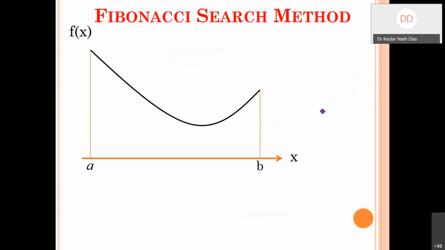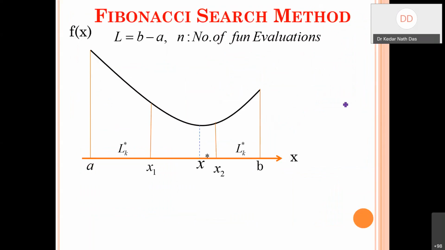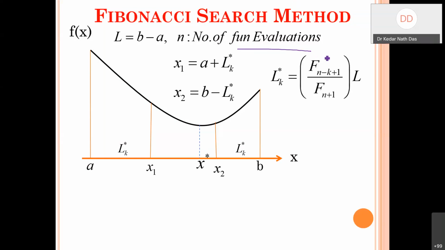Now this Fibonacci search has been implemented in optimization. It is named the Fibonacci search method. Let us see that if X star is the optimum solution inside this search space, we have to make the target to get X star. L is B minus A, N is the number of function evaluations. We need to fix it before we start. The function evaluation means how many times you can call the function while solving it in the algorithm. So L_k star we have to calculate here. L_k star will be based on the Fibonacci number only. If k is equal to 0 and n is equal to 1.